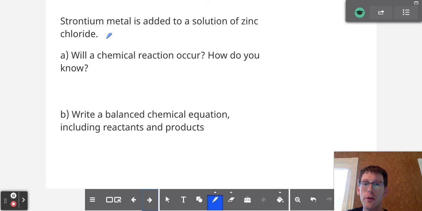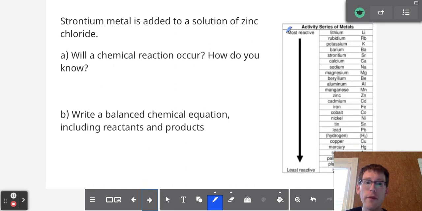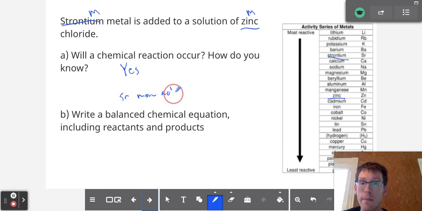So let's say that we've got a problem and we're asked, strontium metal is added to a solution of zinc chloride. Will a chemical reaction occur, and how do you know? Well, we have to look at the activity series. I look here, I see strontium and I see zinc. I'm comparing the metal strontium and the metal zinc, and strontium is more active than zinc, so I know the reaction will occur because Sr is more active than Zn.